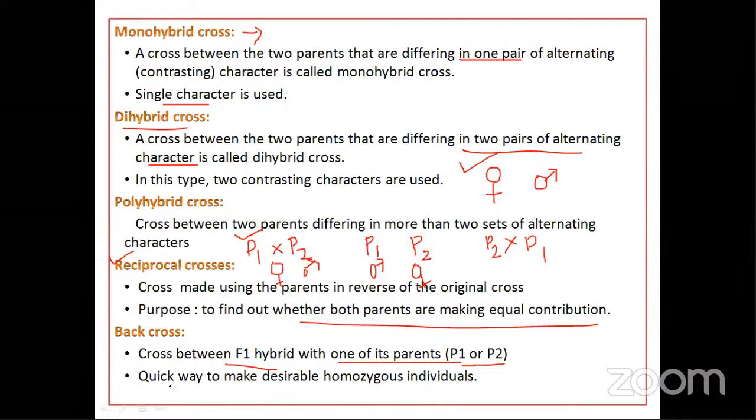So backcross is a quick way to make desirable homozygous individuals. Why? Because with every generation of backcross, homozygosity increases gradually by 50% of the remaining heterozygosity. So backcross is a quick way to make a homozygous individual. If you want 70 or 80% homozygosity, it will be achieved very quickly. But to get 100% homozygosity is very tedious; you have to go for several backcross generations, BC5, BC6, and observe the plants very carefully.